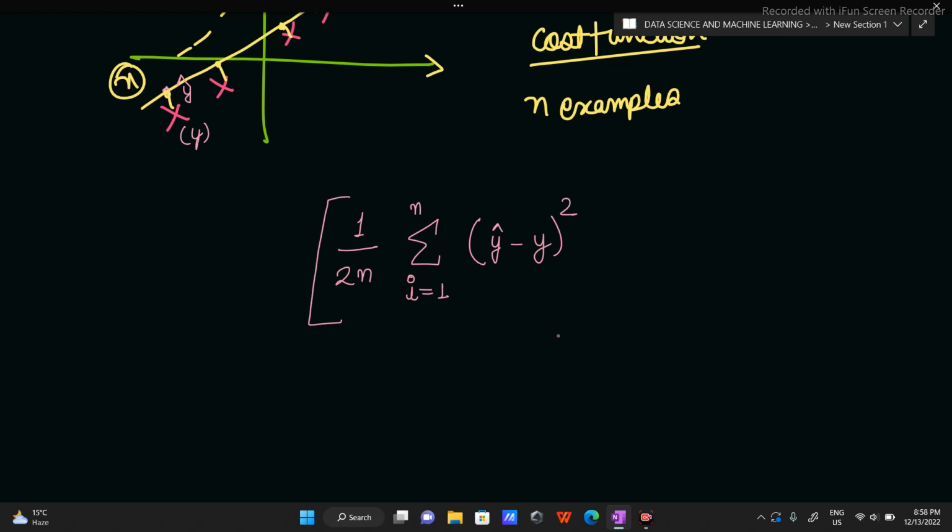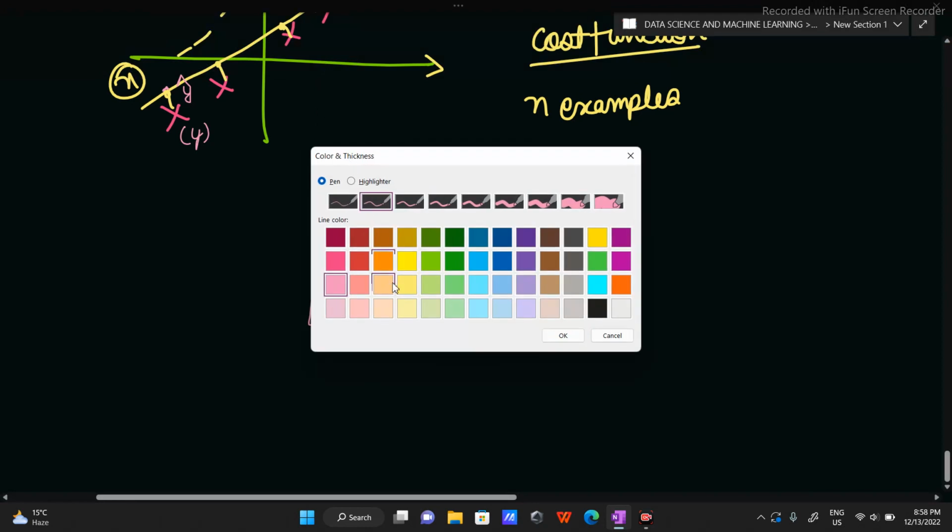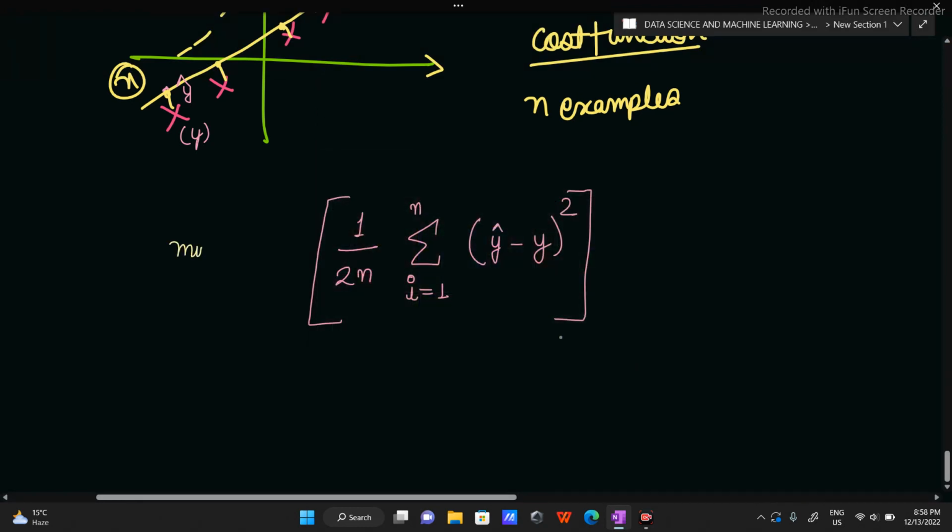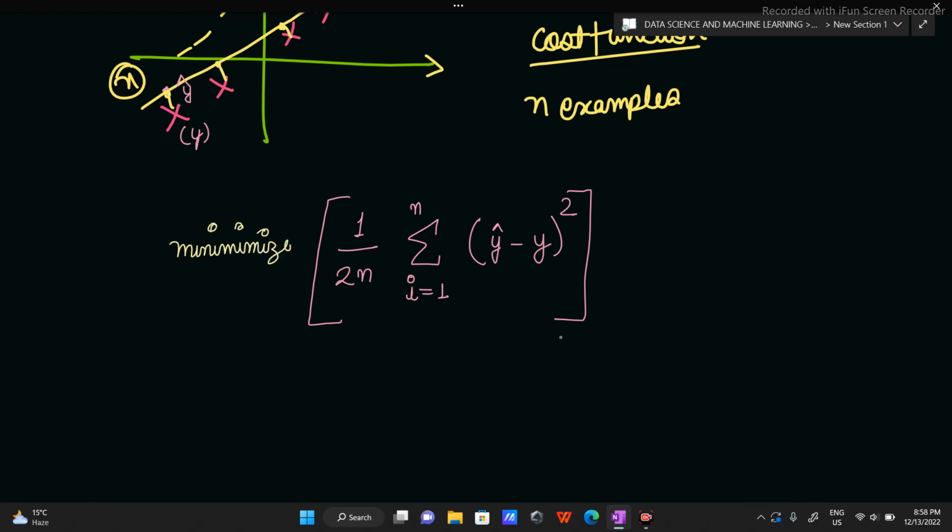What I have to do in linear regression is just minimize this. I have to minimize this thing. Whichever line minimizes this for me is going to be my best fit line. Got it?